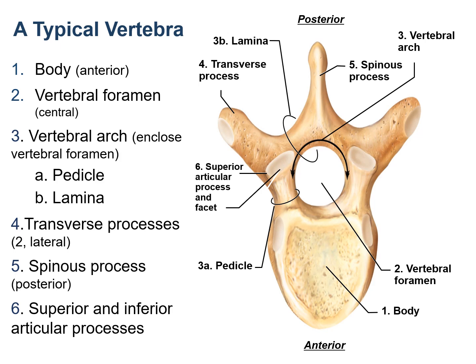The vertebral foramen is enclosed by the vertebral arch, and the vertebral arch is created by two structures, the pedicle and the lamina. On the sides, there are two projections known as transverse processes. Posteriorly, there is another projection called the spinous process, and there are some more processes known as the superior and the inferior processes that help in articulation.